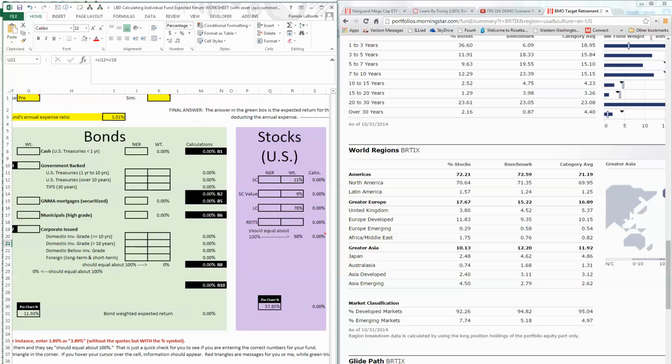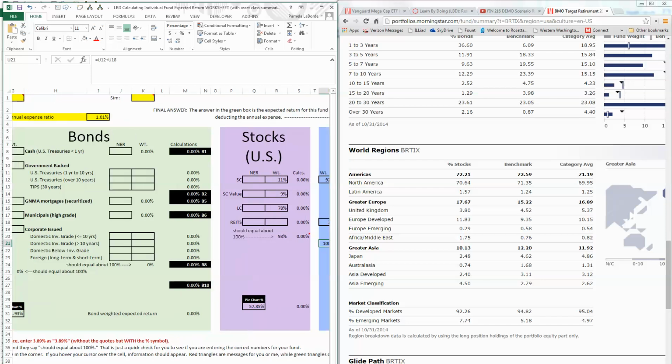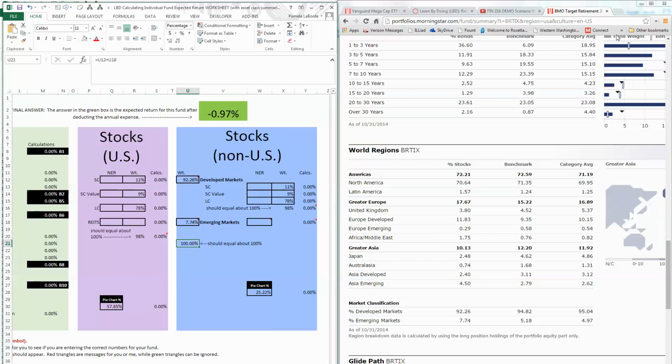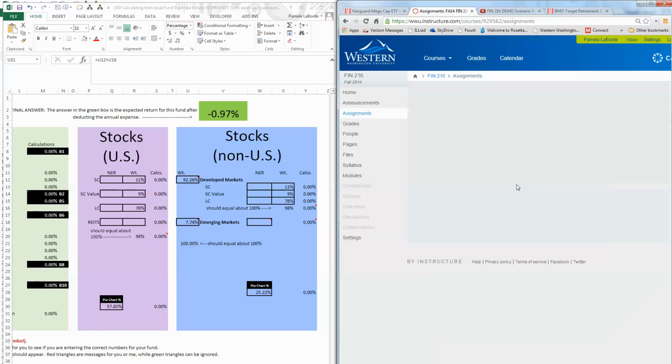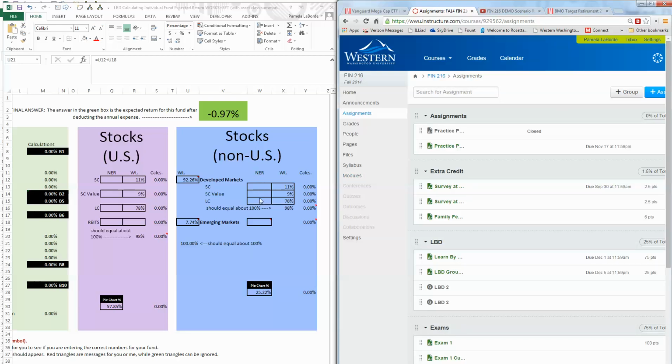I'm just taking a quick glance at everything. And that looks good. So what I'm going to do next is pop over to the Portfolio Solutions website. And that's where we obtain the numbers for this NER. And NER stands for Nominal Expected Return.